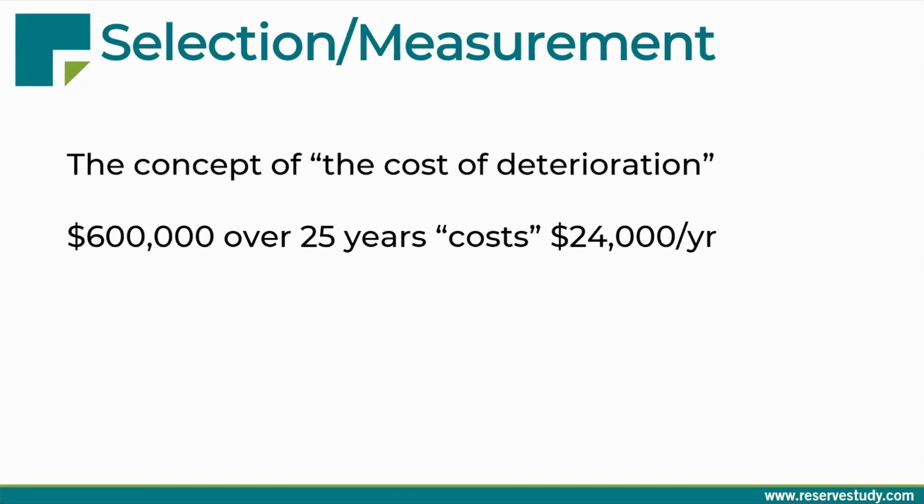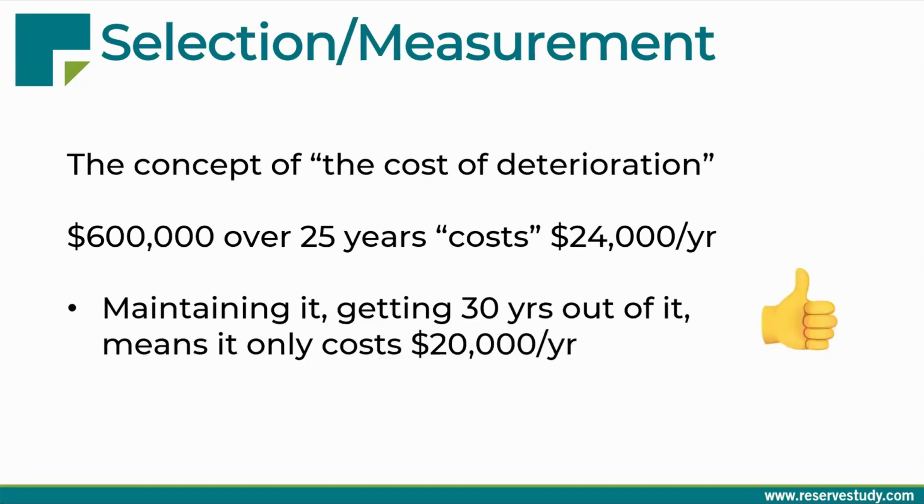Now, there are some real opportunities here when we're considering useful lives and major projects. If we invest in the proper maintenance, which can be as simple as annual cleanings and inspections, along with additional proactive maintenance, we can extend the useful life of the roof from 25 years to 30 years. And now the cost per year is reduced to $20,000 per year. So a $4,000 difference per year over a 30-year span, that's a savings of $120,000.